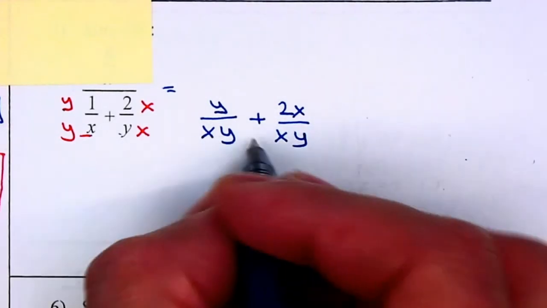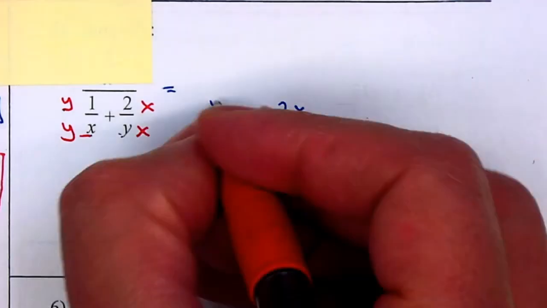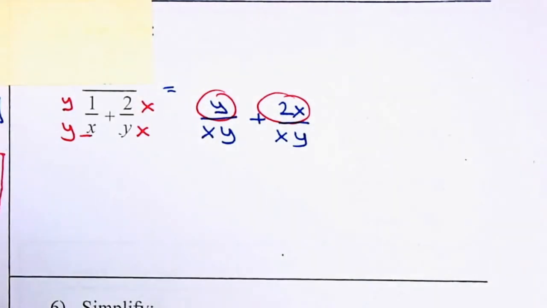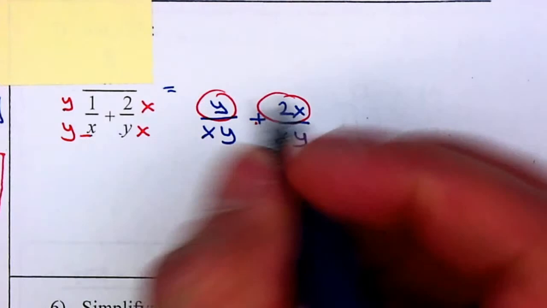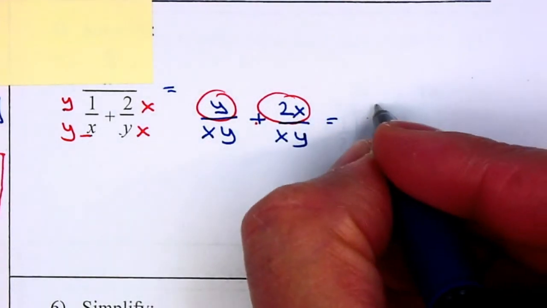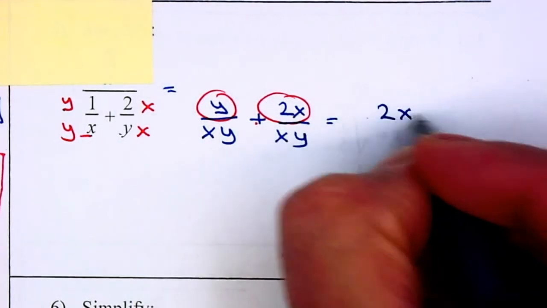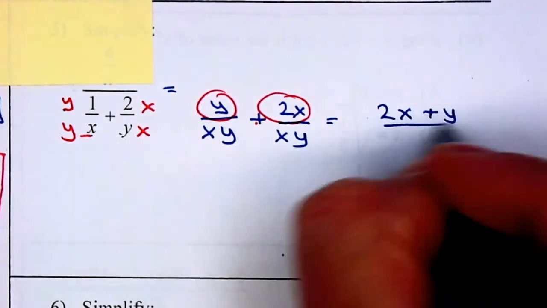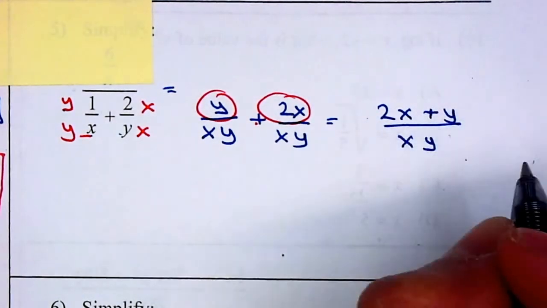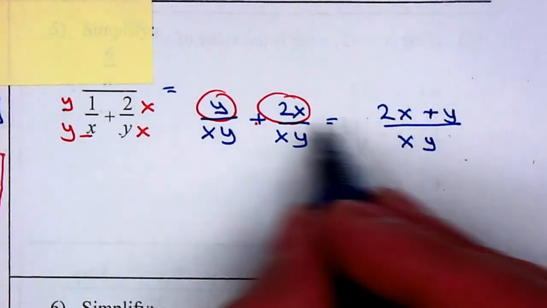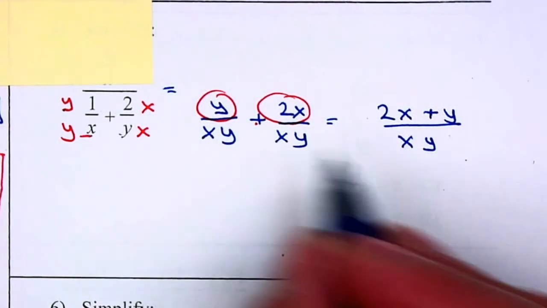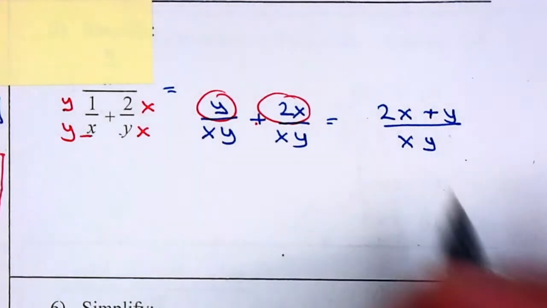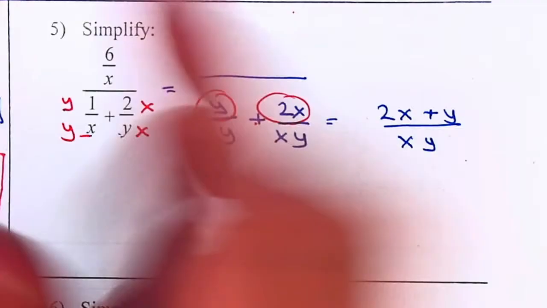Now that I have the same denominator, I'm going to add the numerators. Remember, we are adding them, so we cannot combine them because they're not like terms. So therefore, I'm just going to end up with 2x plus y over xy. Notice that the denominators become 1. I'm just going to carry over my denominator. Now I'm going to transfer my numerator.